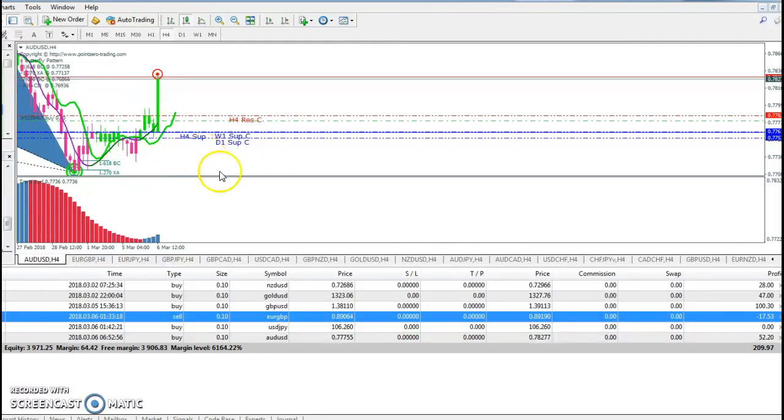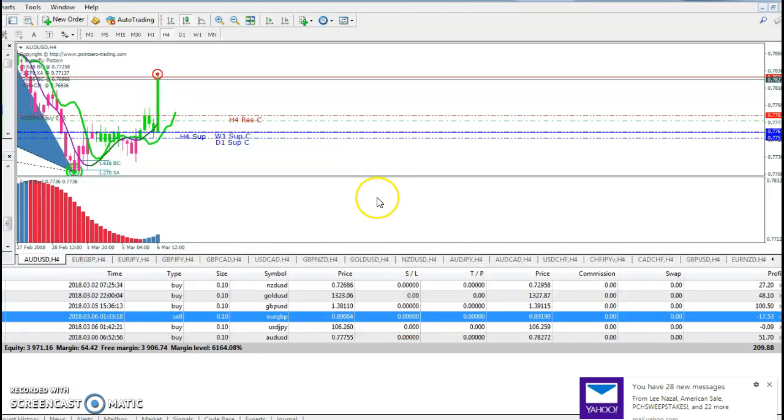Now on some of these, like gold and pound dollar and Aussie dollar, I can move my stop loss. I don't have a stop loss in these, but I can put one in now at least at break even. So now it's a free trade. But that's basically all you're looking for on these.